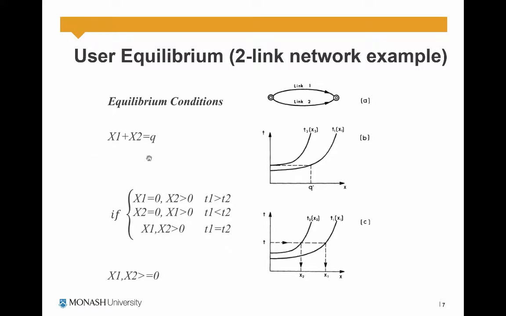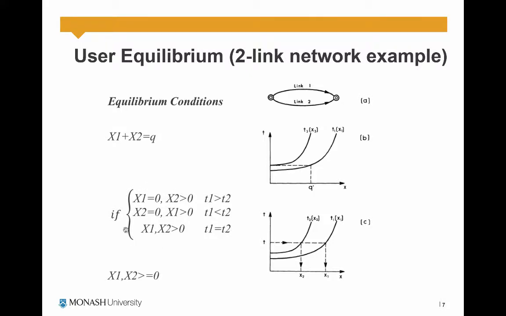This is basically the conservation law: if we have 10 vehicles going from an origin to a destination, no matter what route they take, the sum of them on all the routes they're taking must be equal to 10. No vehicles will disappear or appear from nowhere along the way. So x1 plus x2 must be equal to q.